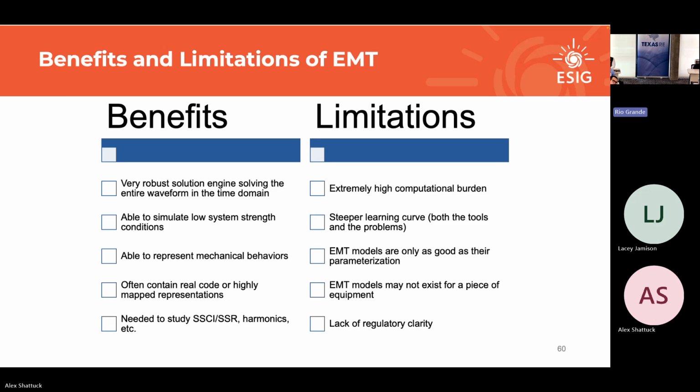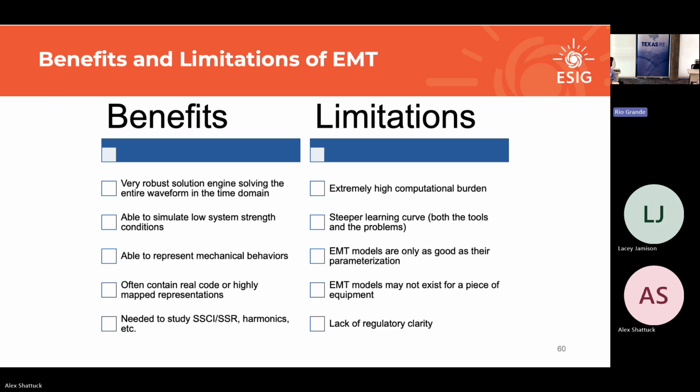Very often you have real code, highly mapped representations, and very visual representations as well. You can see where the devices and the equipment are, you can click through the control diagrams and the control blocks. And then the new grid issues, SSCI, SSR, harmonics, weak grids, that kind of stuff, are a very big benefit of the EMT. So again, to the question of earlier, why don't we just do EMT for everything?